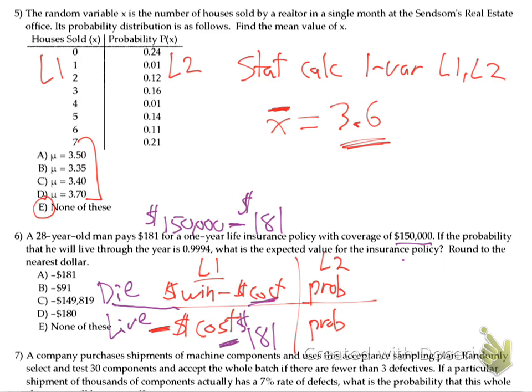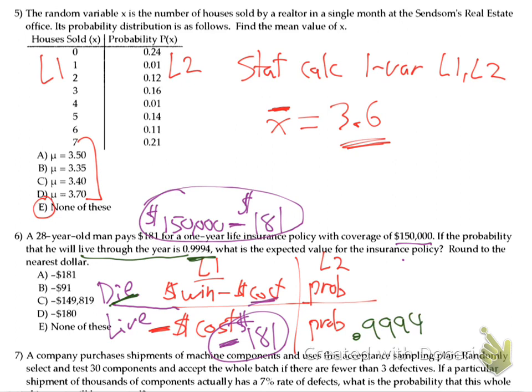Is that making sense? So this is L1, 150,000 minus 181, and then 181 below it. And what's the probability of each of those things? What's the probability of dying during the year and winning financially? Well, 0.9994 is the chance of living through the year. So that goes down here, the chance you're going to live and lose financially. And then this will be 1 minus that, the chance you'll die and win financially. So there's the 4 things we type in.